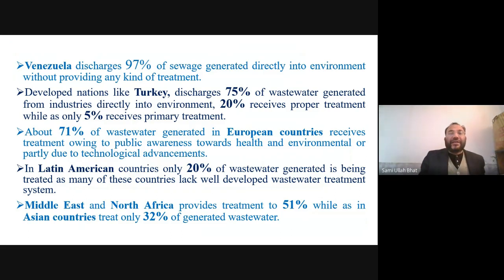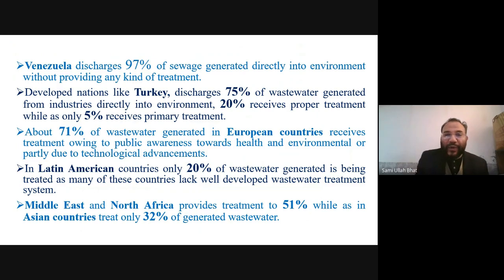Look at the data when we talk about Venezuela. 97% of the sewage generated goes directly into the environment without any kind of treatment. It means 3% treatment. Turkey discharges 75% of the wastewater generated. 71% of the wastewater generated in the European countries is treated. Then in Latin America, 20% of the wastewater. In the Middle East and North Africa, it is 51%, while in the Asian countries we only treat 32% of the waste that is generated.